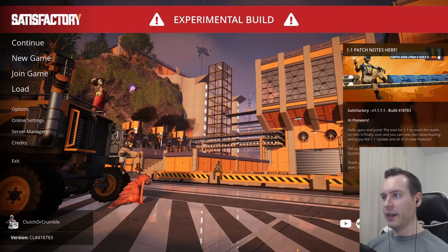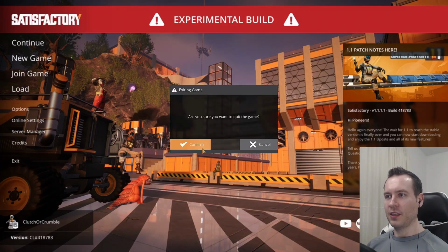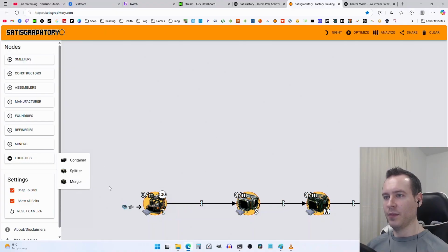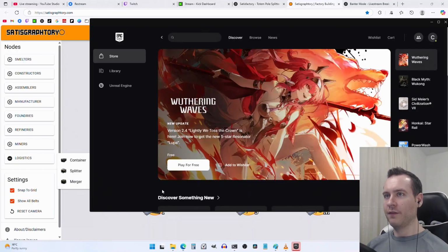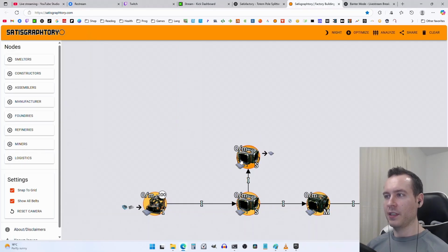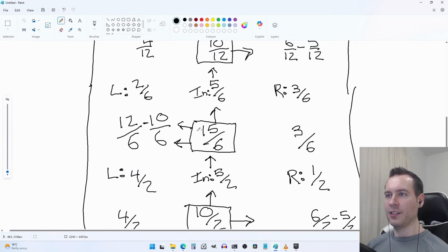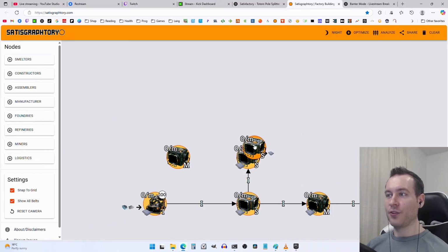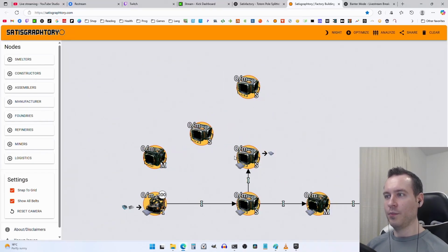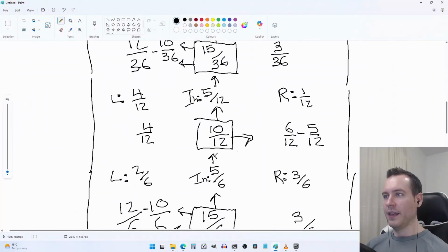Okay, I think I need to close the game because sometimes I get visual lag from having my graphics card running. Okay, so the first layer splits half to the next layer and half to the output merger. Then the next layer is 2/3 to the left. In Satisgraphtery, we can't put 2 outputs from a splitter to the same merger, so I have to use another splitter to indicate that this is 2 belts going to this merger. So 2/3 are going this way, and the remaining third is going up to the next layer. Then half to the right.